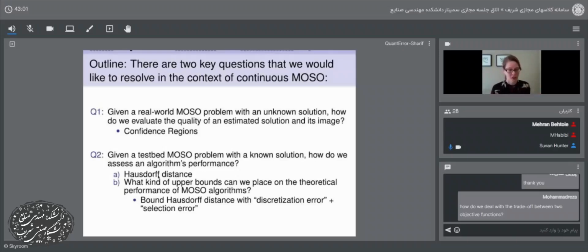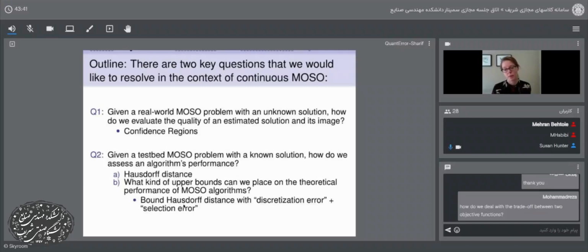If I argue, and I'm going to argue to you, that we should use Hausdorff distance to measure the quality of the solution in a multi-objective simulation optimization context, then what kinds of upper bounds can we place on this theoretical performance? How much computing power do we need to even be able to solve such a problem? And how do I allocate that sample, that computing power, going forward? So I'm going to argue to you that Hausdorff distance is right now one of the better metrics that I can think of for using.